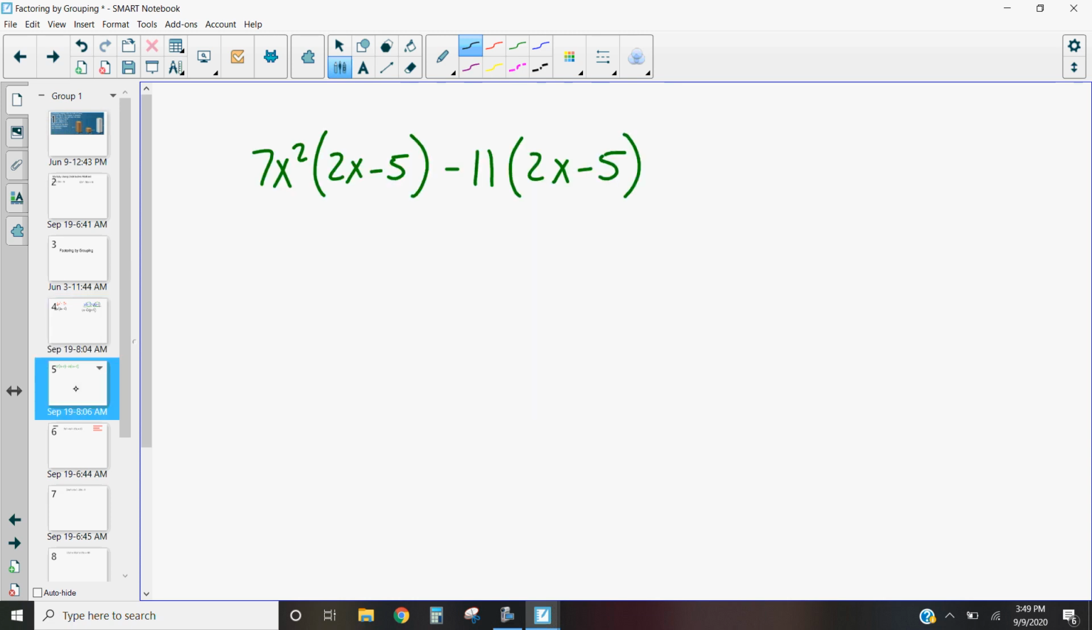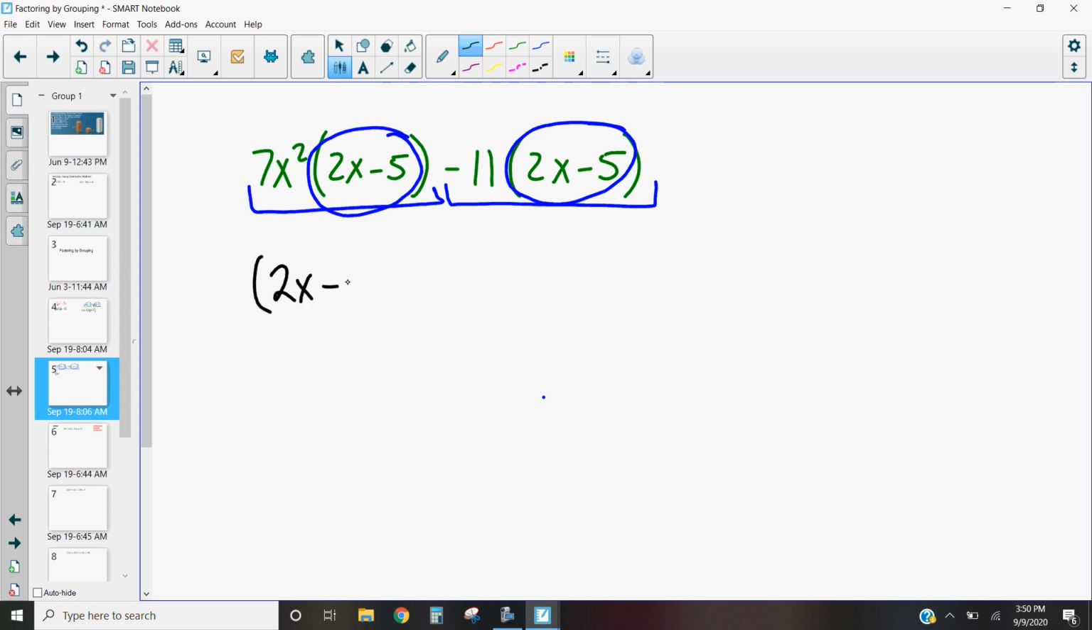We can do the exact same thing with this problem. Notice how we have that 2x minus 5 in both of these terms. I have term 1, term 2, and I have a 2x minus 5 in both of those. Because of that, I can factor it out and I get 2x minus 5, and that's going to be multiplied by whatever's left over, a 7x squared and a negative 11.